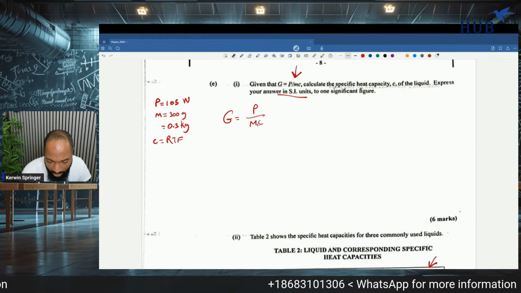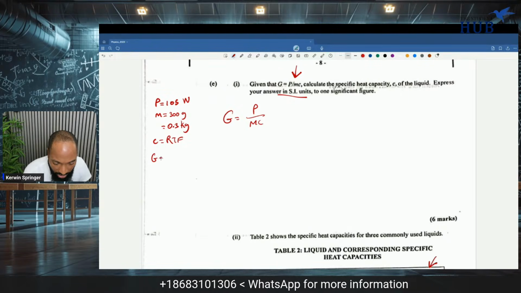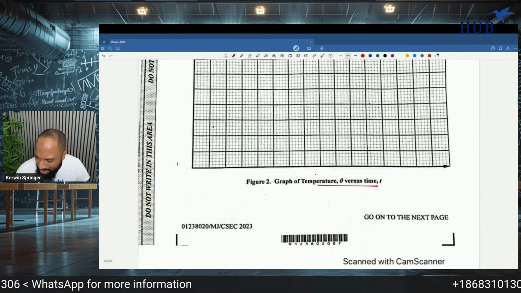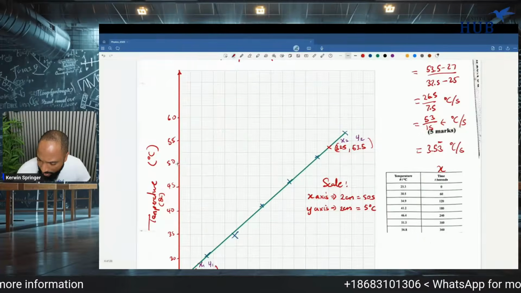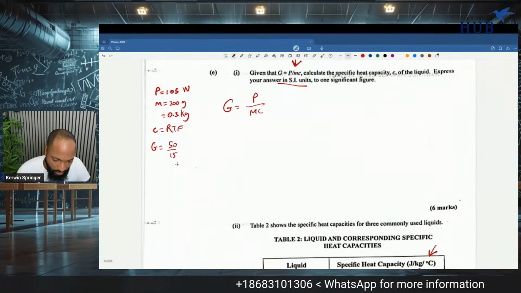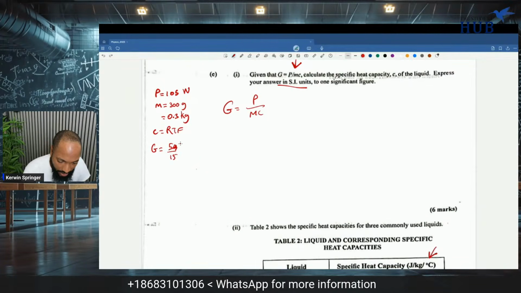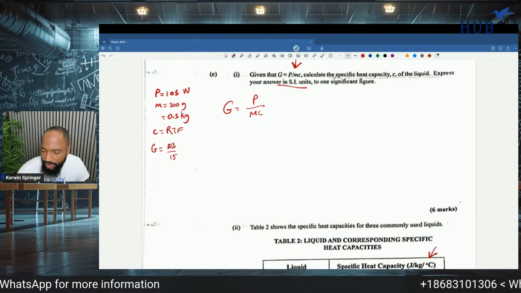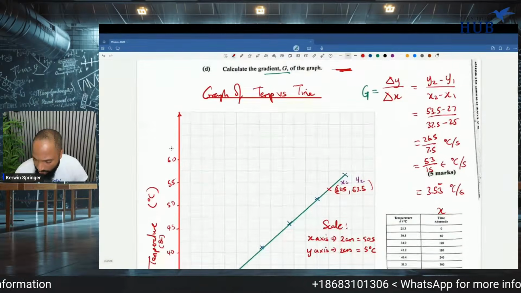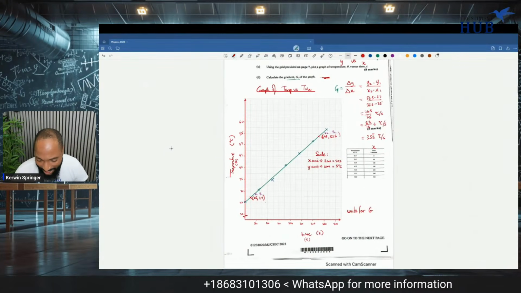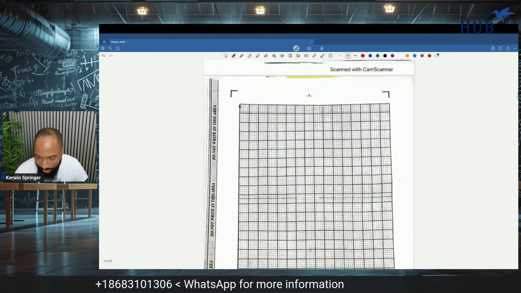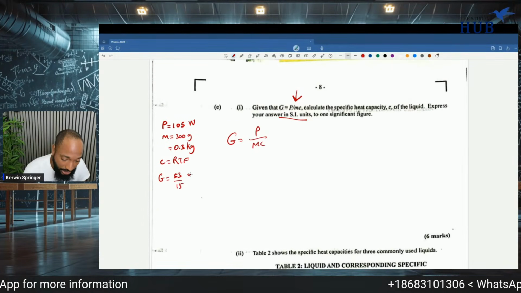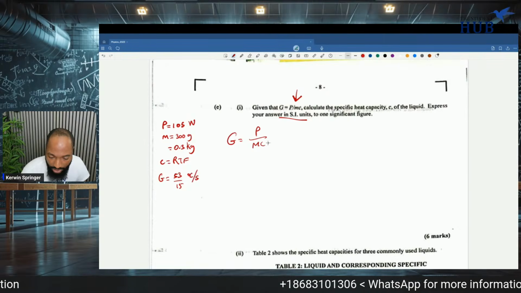And what else? G is what we just got, 53 over 15. Did I put the units when I found the G just now? I absolutely did. Degrees Celsius per second, right? So good. If you don't do that, you're immediately losing a mark in that part of the question. Degrees Celsius per second. So great. And then we just go forth.